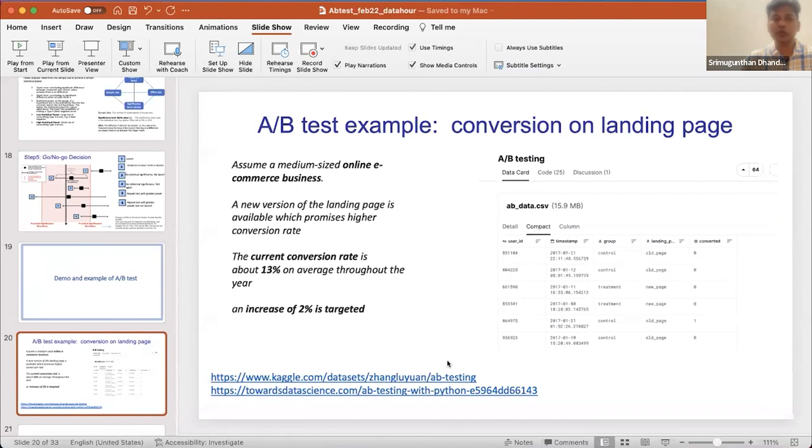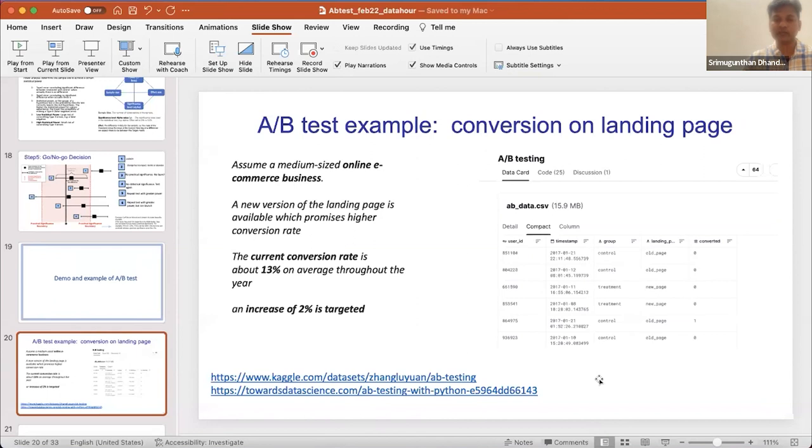It says that if you use the new version, you will have a better conversion rate. The current conversion rate is about 13%, and you want to achieve at least 15%. The minimum effect that you want to achieve is 2%. That is the statement that we have. So for this, you want to run an A/B test. We'll walk through these five steps that we discussed, and look at it briefly.